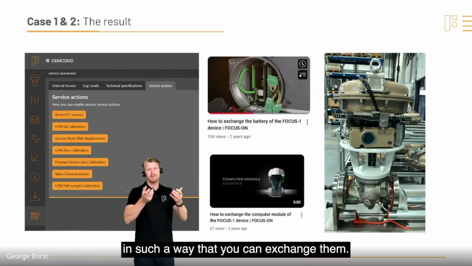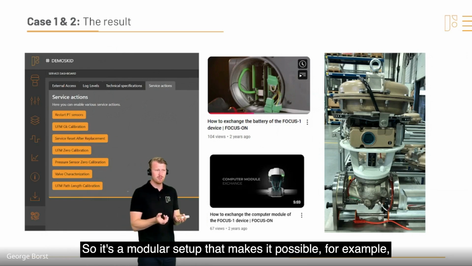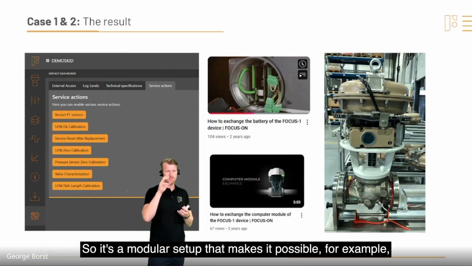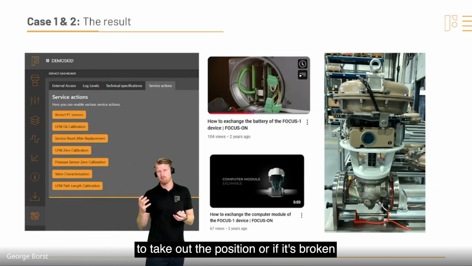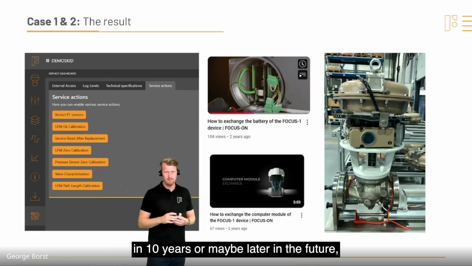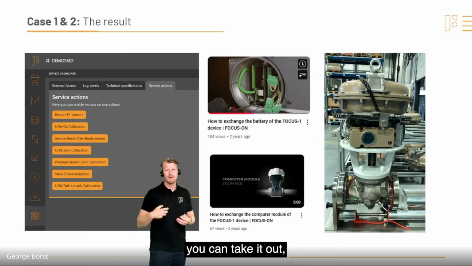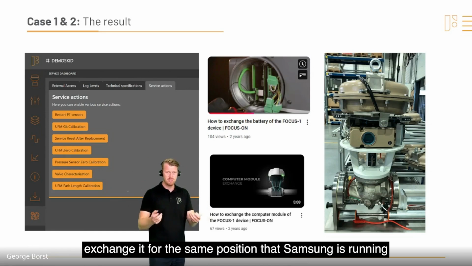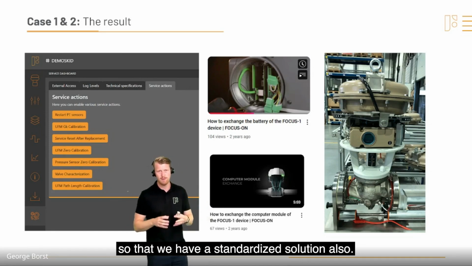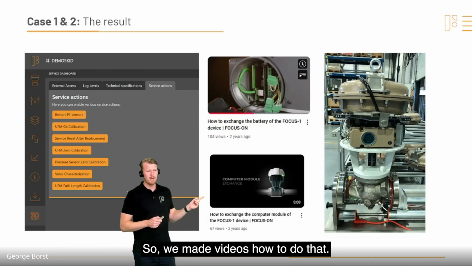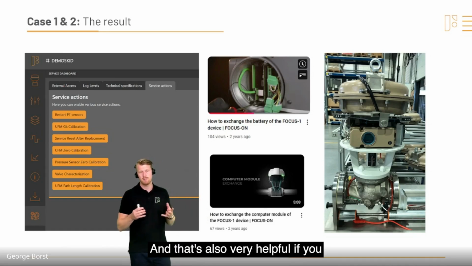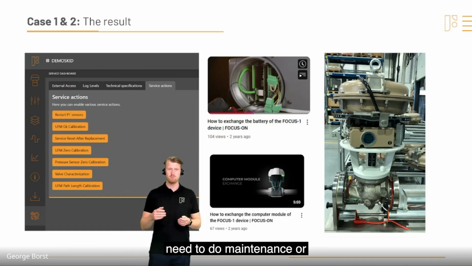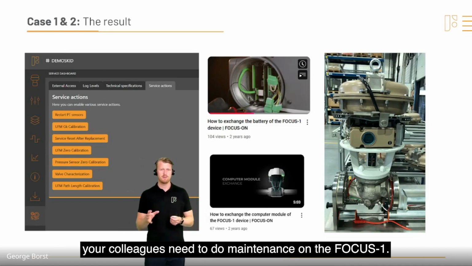Also, if you look at that side, you can see that we integrated all the components in such a way that you can exchange them. So it's a modular setup that makes it possible, for example, to take out the positioner if it's broken in 10 years or maybe later in the future, you can take it out, exchange it for the same positioner that Samsung is running so that we have a standardized solution also. So we made videos how to do that. And that's also very helpful if you need to do maintenance or your colleagues need to do maintenance on FOCUS-1.